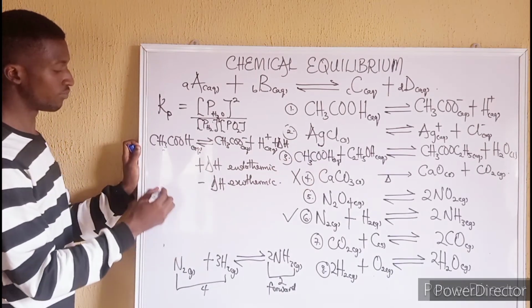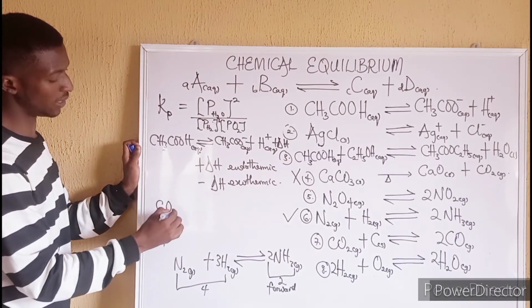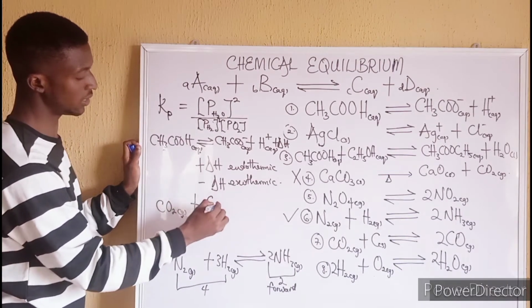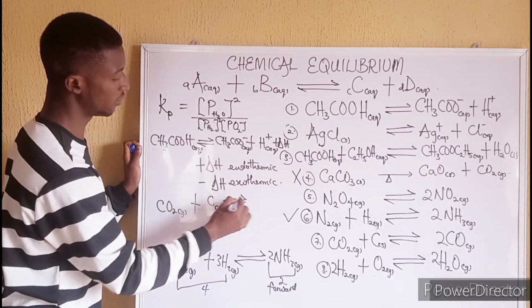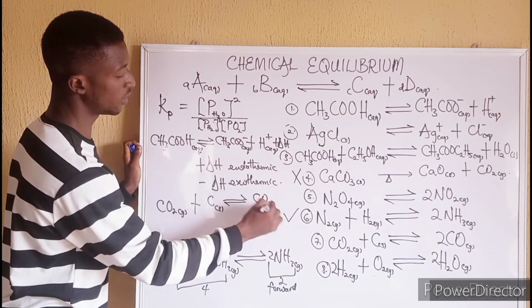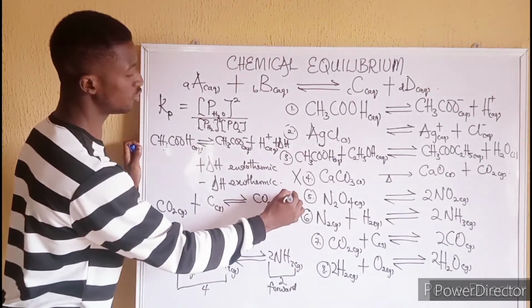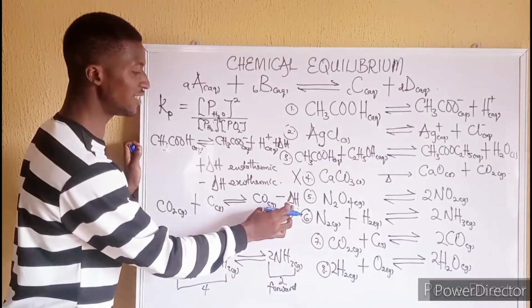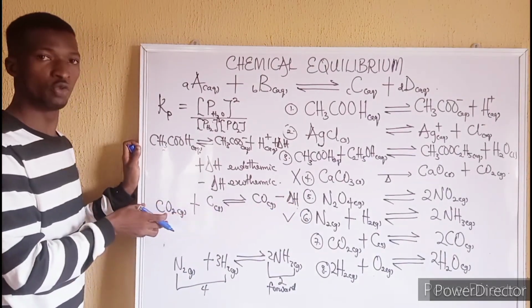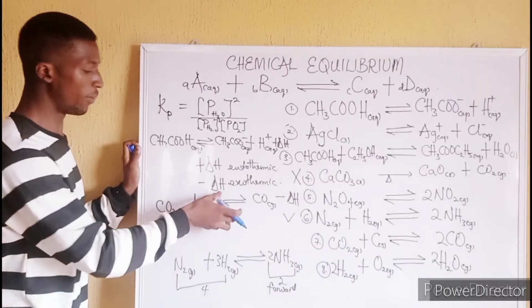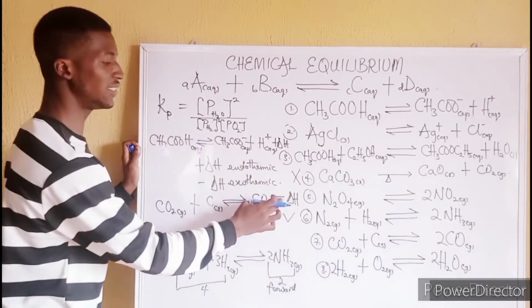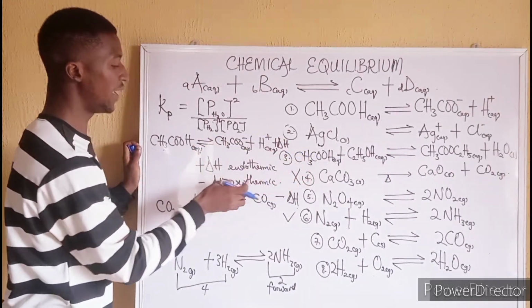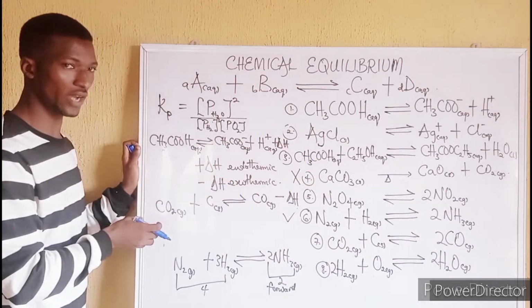But in case whereby the reaction is given to be CO2 in gaseous state plus C in solid state to give CO in gaseous state, and is taken to be negative of delta H. In this case now, the backward reaction will be favored since this is exothermic. Endothermic favors forward reaction, exothermic favors backward reaction.